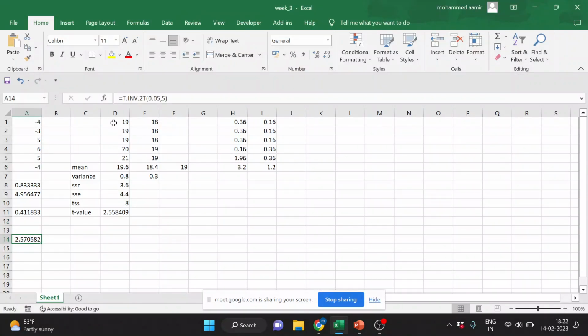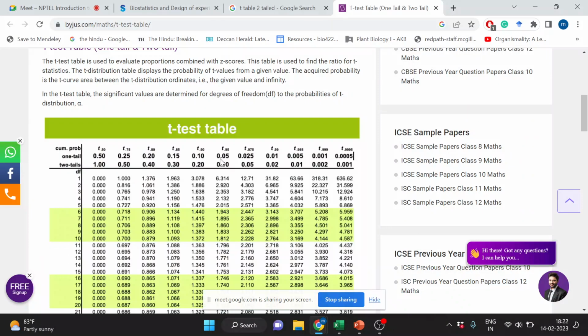You just have to type T.INV.2T for a significance level, and you need to define the degrees of freedom. That's what the table also needs. It just needs two values for you: the significance for one tail or two tail, which for two tail was 0.05, and how many degrees of freedom. Given these two, I can tell you what the t value is.